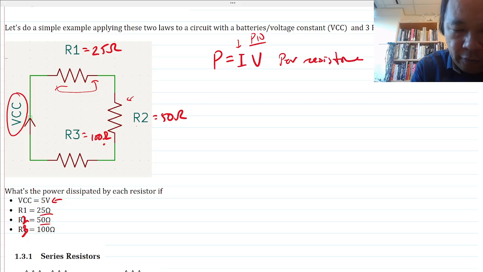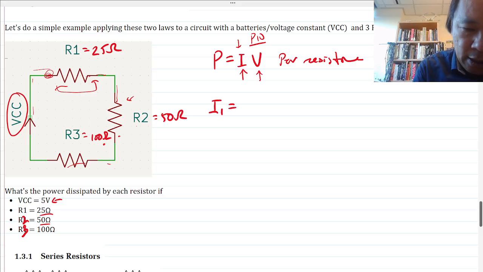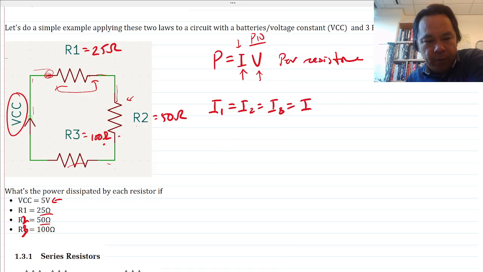Okay. In order for me to do that, I have to figure out the current. I have to figure out the voltage drop across each of the resistors. Well, one thing is that the current is actually the same, right? So if you imagine a little river of water flowing through this resistor, whatever water comes out of here has to flow through resistor 2, has to flow through resistor 3. So all three resistors actually have the same current, right? I'm just going to call that I, without the subscript.